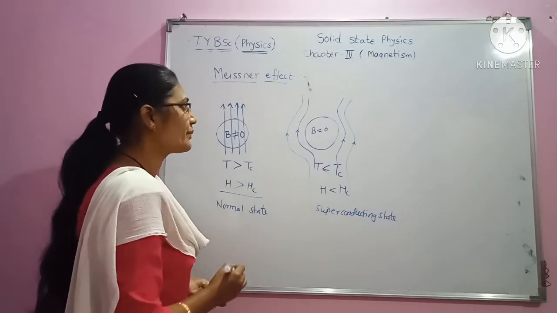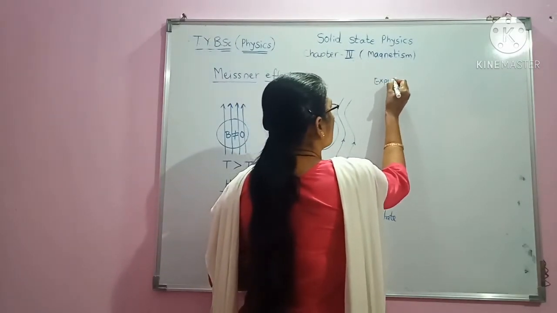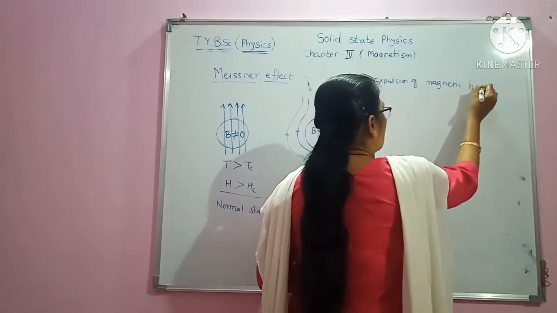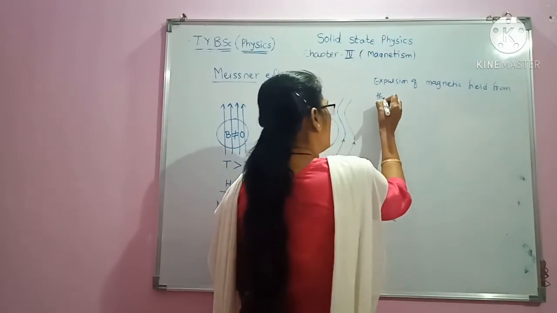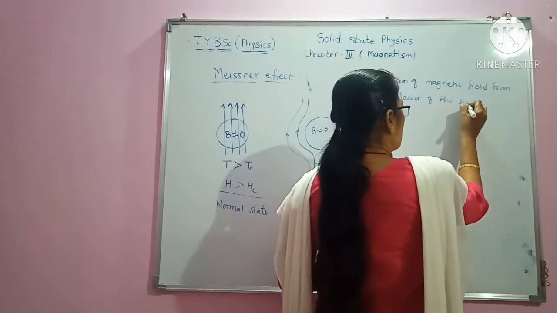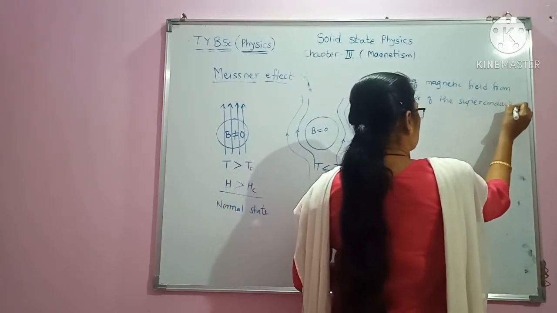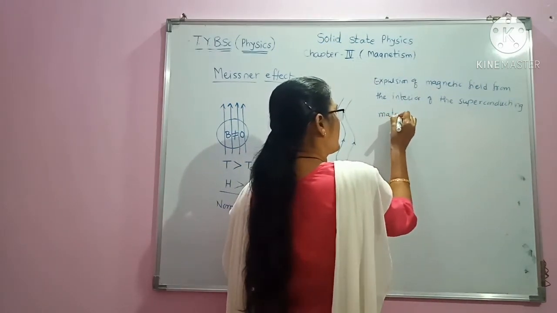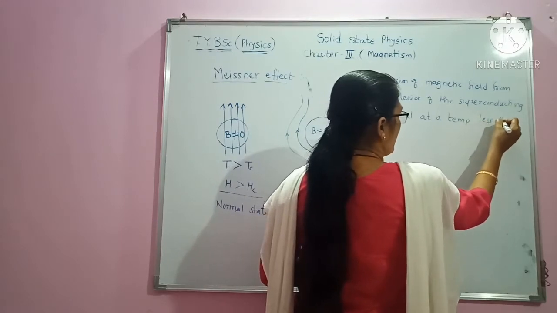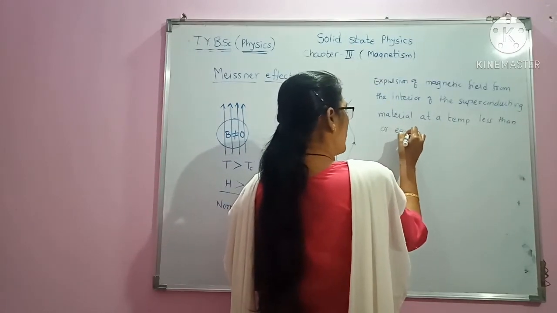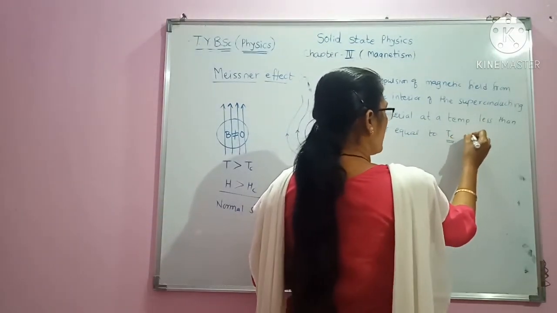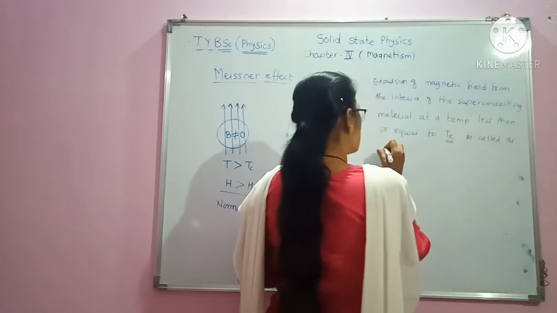What is the Meissner effect? Expulsion of the magnetic field from the interior of the superconducting material at a temperature less than or equal to Tc, or the transition temperature or critical temperature, is called the Meissner effect.